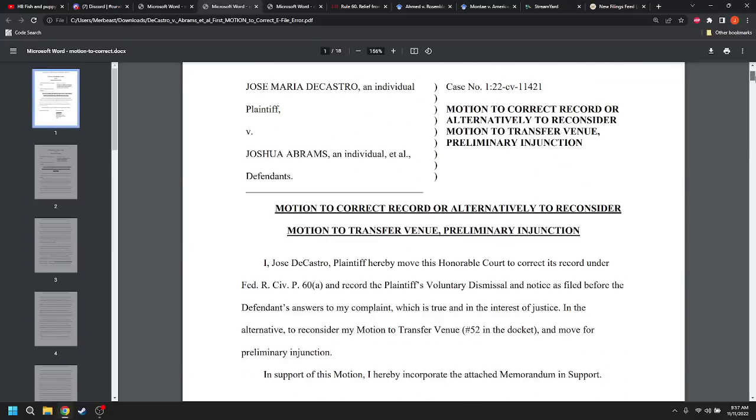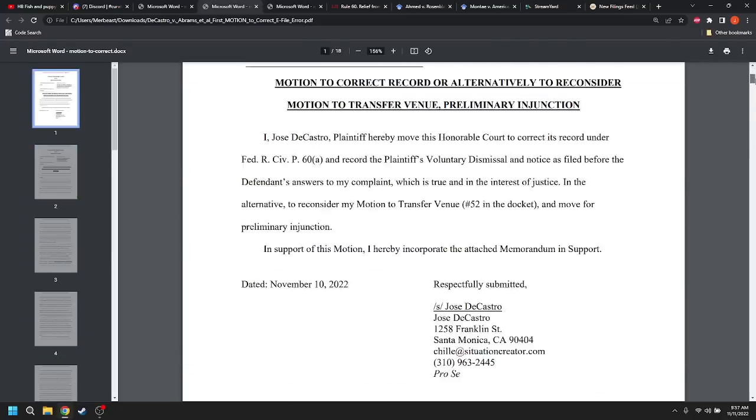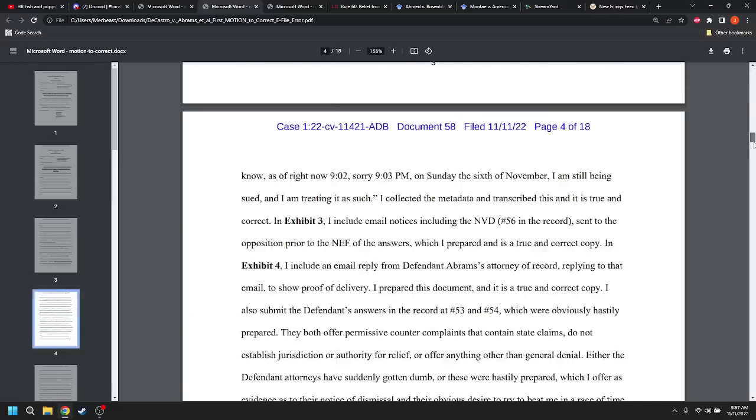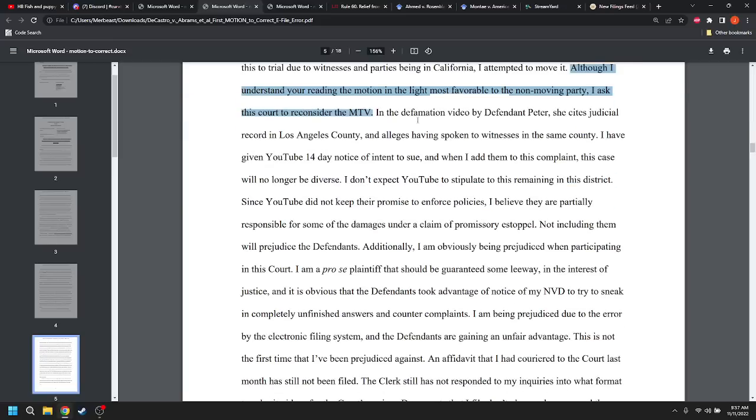What else do we have? We have the motion to correct record. I'm thinking the court's going to deny that too. So we're just going to have to get to the preliminary injunction. In the defamation video by defendant Peter. Oh, in the defamation video.